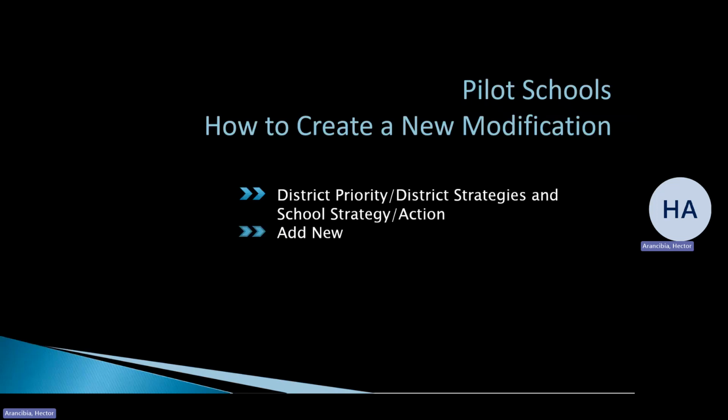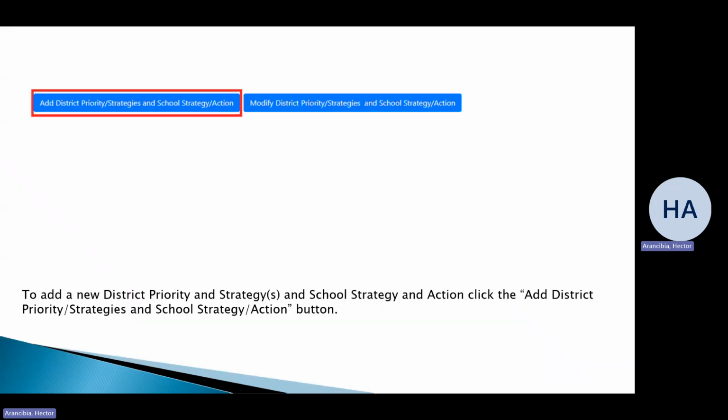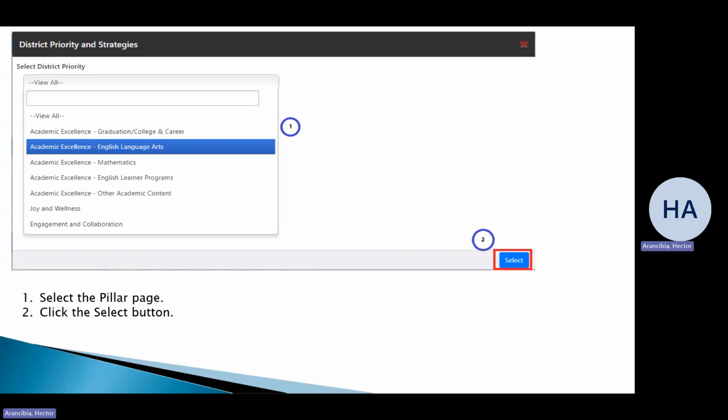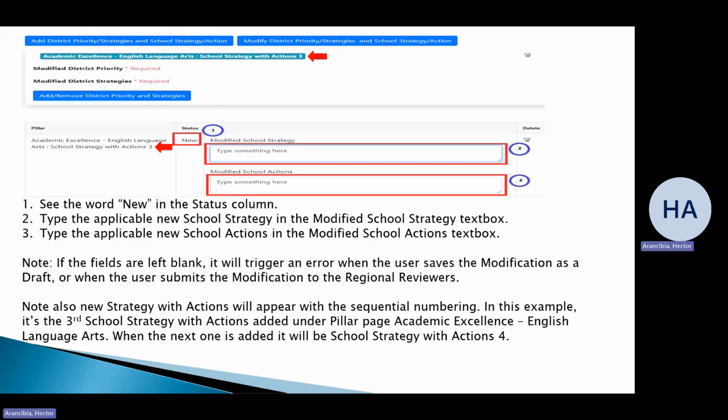Now we'll go over the process for creating a new district priority strategies and school strategy and actions. So you would first click on the Add button. Then select the pillar page and then click on the Select button. The status is going to display as new. And then you'll type the applicable school strategy with actions in the modified school strategy text box, and then type the applicable school actions in the modified school actions text box.